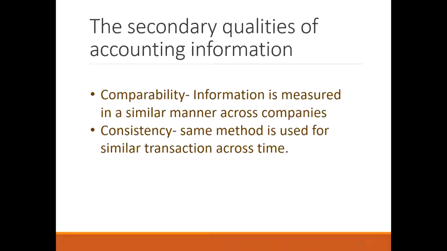Financial statement company A boleh di-compare dengan company B. Financial statement industry A boleh di-compare dengan financial statement industry B. Macam tu, okay. So consistency pula, consistency is the same method is used for similar transactions across time. Consistent, okay. So both of these secondary qualities are required for information to be relevant and reliable.